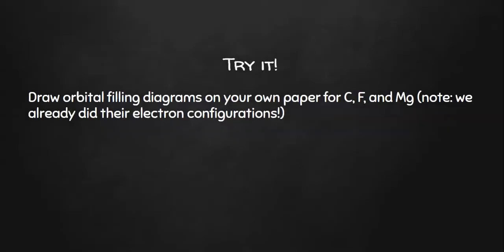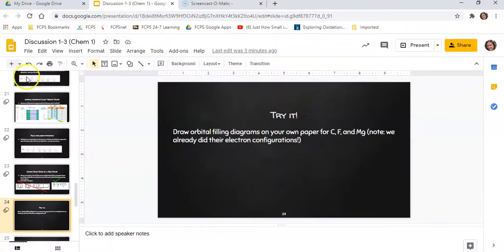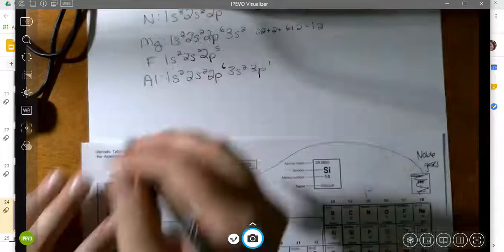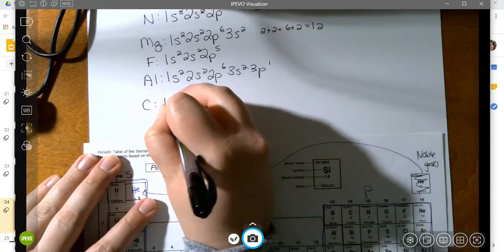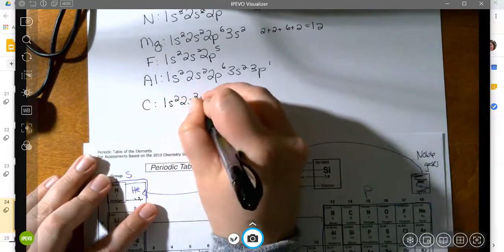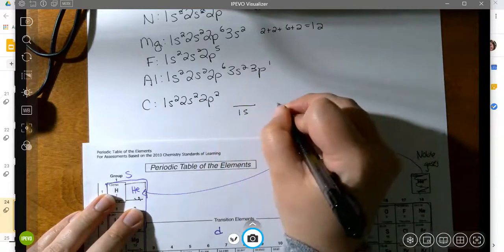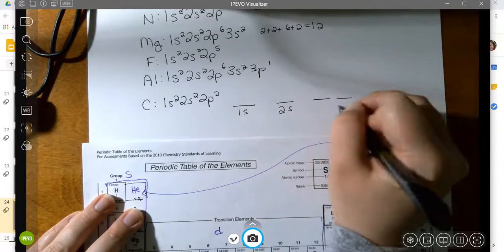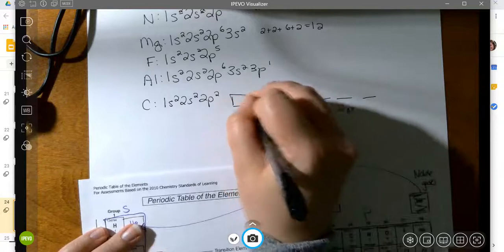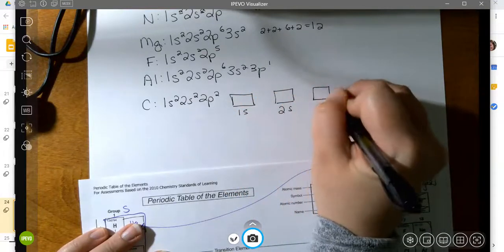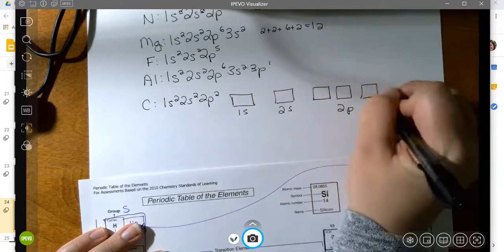Okay, so let's do carbon together as an example, and then I will have you pause and try fluorine and magnesium. Okay, so carbon, its configuration is 1s2, 2s2, 2p2. You can either do lines for the orbitals, or you can draw boxes. It doesn't matter. I sometimes like to draw boxes, but they're equally correct.